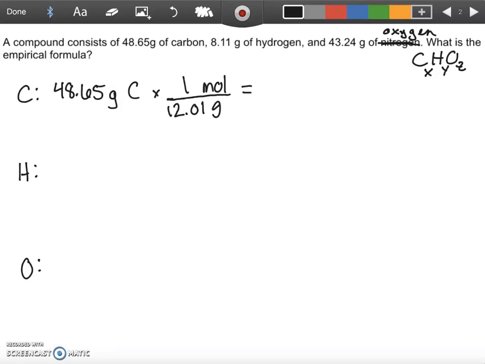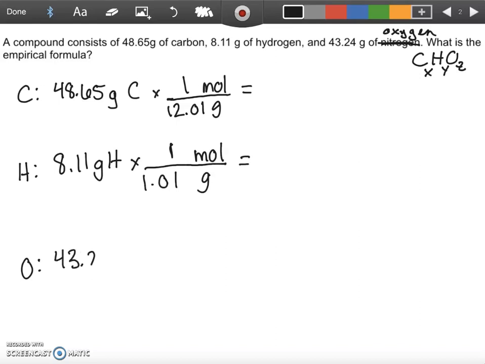Before we calculate that, I'm going to set up all the other ones as well. For hydrogen, 8.11 grams in the sample based on what the analyzer told us. And then we have grams to moles. The molar mass of hydrogen is 1.01 grams to every 1 mole. Then for oxygen, inside this sample is 43.24 grams. We take those grams, convert them to moles. Oxygen has a molar mass of 16. Alright, now let's go through and calculate the molar amounts.